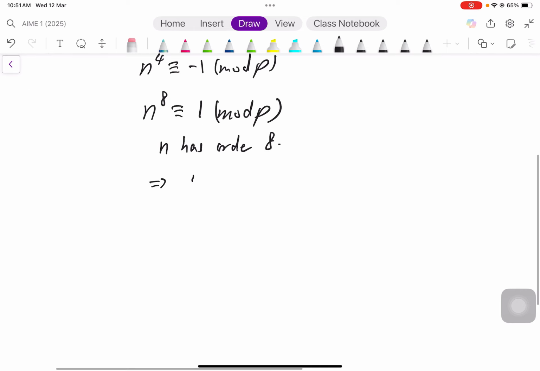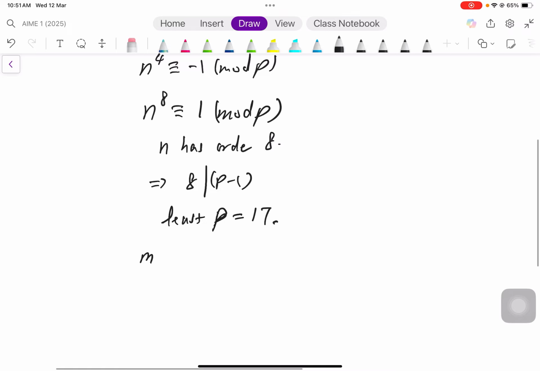This implies that 8 divides p minus 1, because p is a prime. Therefore, the least p in this case would be equal to 17. And what does it mean?